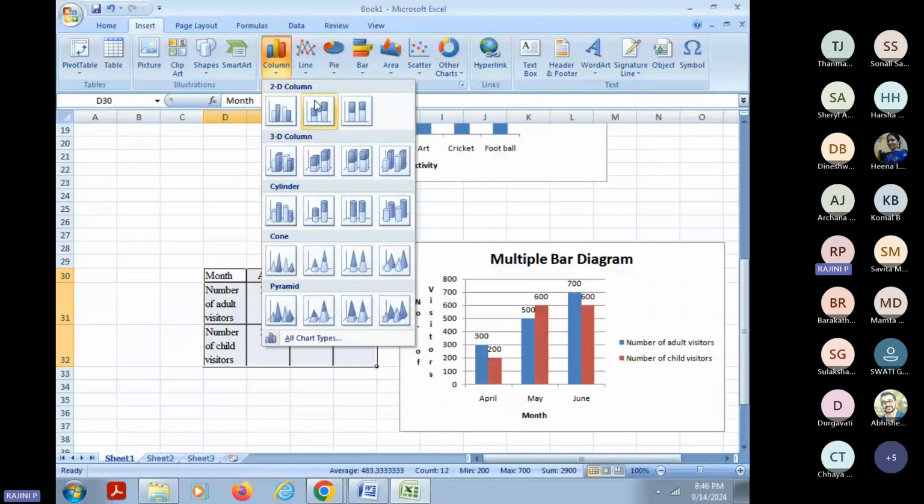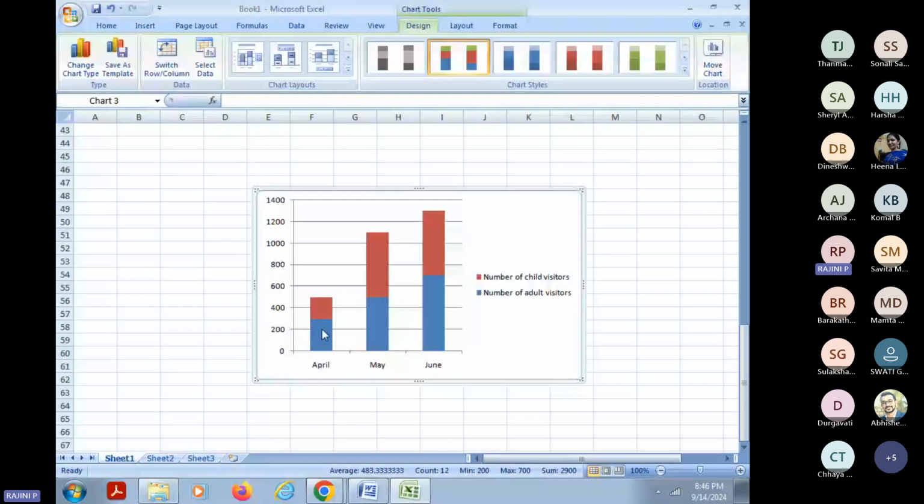Okay, click on it. Now you just see what you got here. You just see that in one bar, you are having the two frequencies, right? So this is called the subdivided bar diagram. In the same way, you need to give data labels. Here also data labels. And then you can give a heading. You just give the heading, what it is. It is a stacked bar diagram. You can say stacked bar or subdivided.